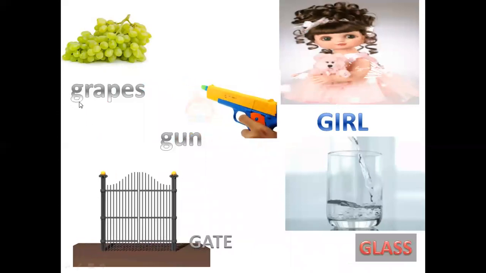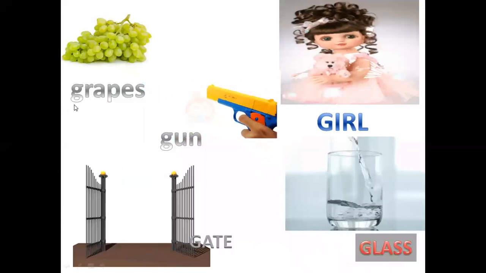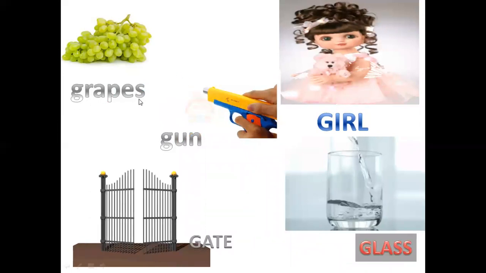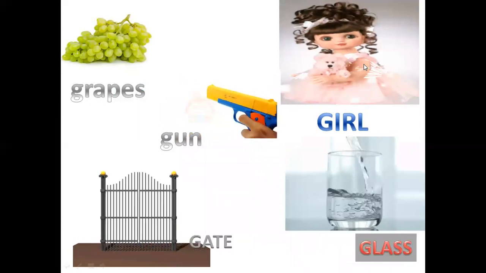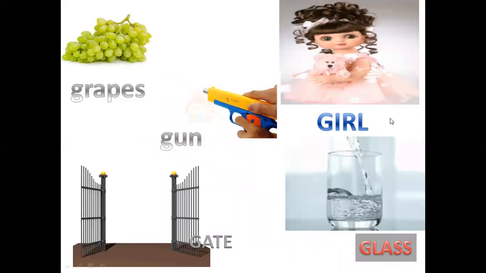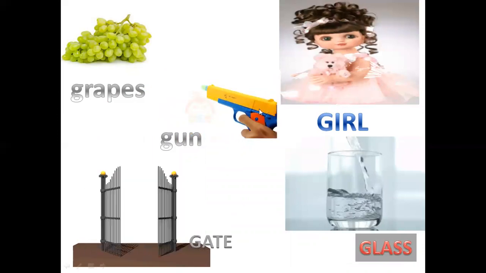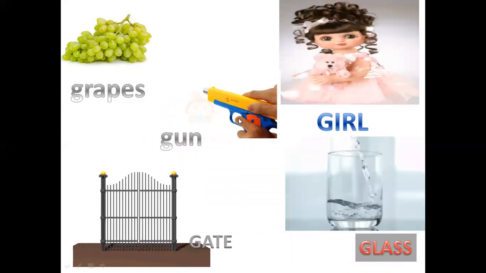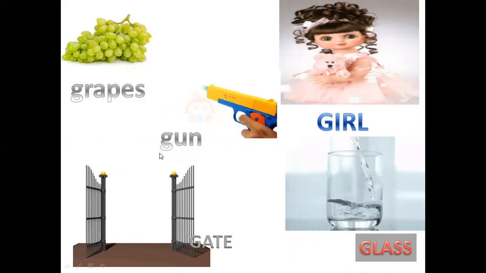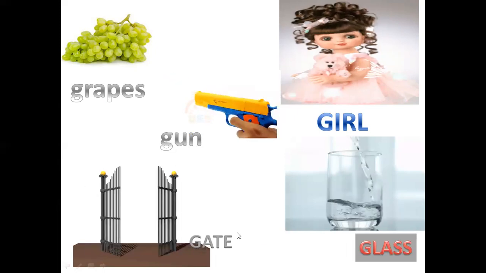Okay, so let's read a few words. G, grapes. So the first letter is G. What is the sound of this letter? G, grapes. And this is a girl. G, girl. The first letter is G. What is this? This is a gun. G, gun.